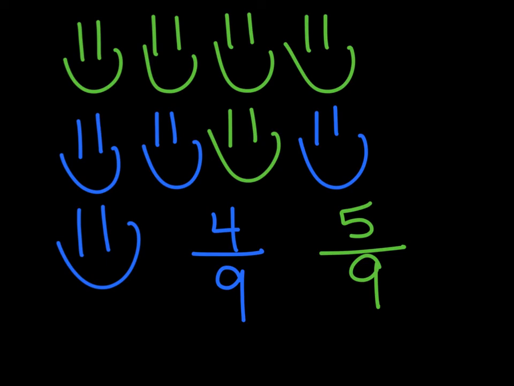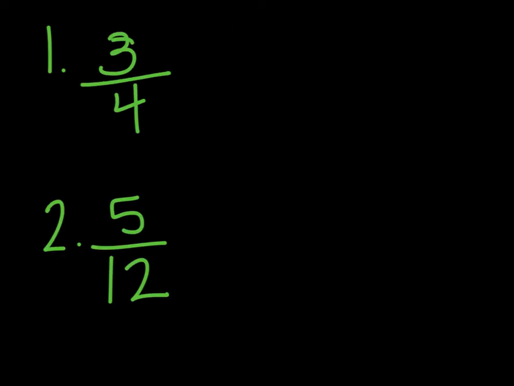Okay, remember your denominator is the total number of smiley faces you have, and your numerator is the part of that whole. Okay, this time I have given you a fraction. I've given you 3/4 and 5/12. Will you build a picture or a model to represent those fractions? So your denominator, remember, tells you the total number of items you have. It can be anything you want. You can use X's or smiley faces or stars, or you could do a rectangle, whatever you want.